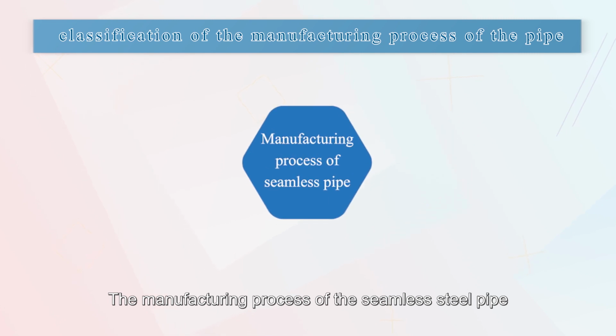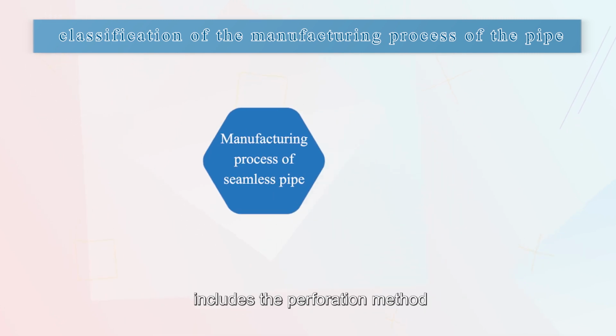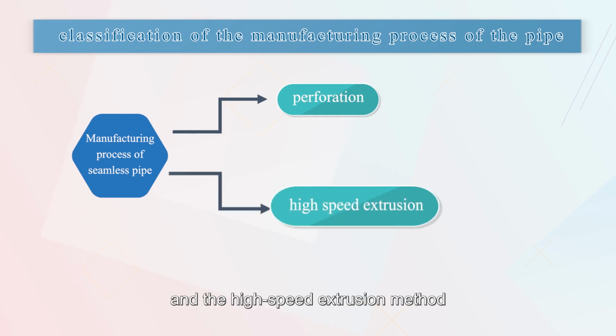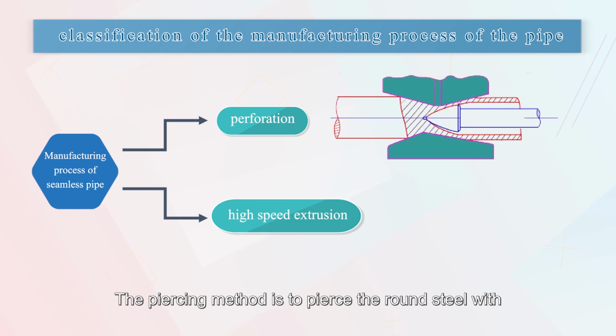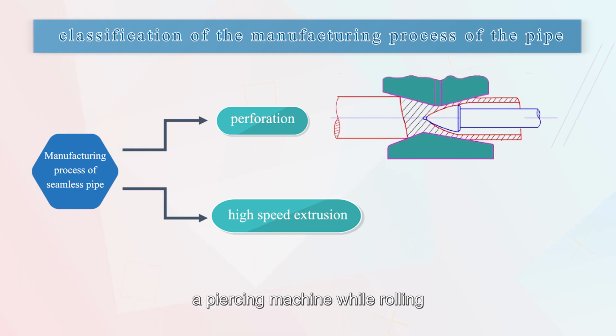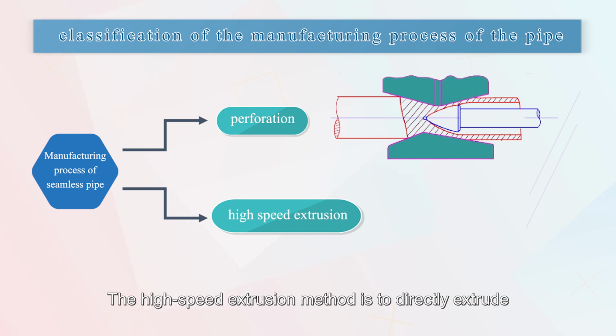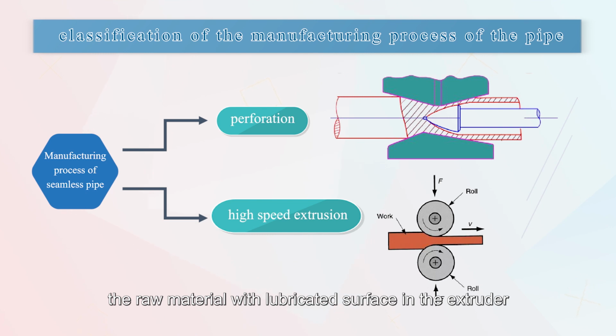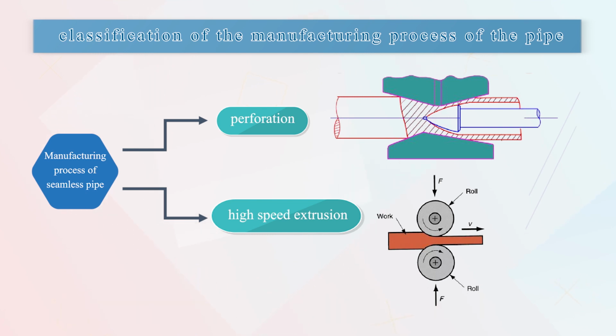The manufacturing process of the seamless steel pipe includes the piercing method and the high-speed extrusion method. The piercing method is to pierce the round steel with a piercing machine with rolling, and then flatten it through the rolling mill or a sizing machine. The high-speed extrusion method is directly extruding the raw material with lubricated surface in the extruder, so that the dimensional accuracy of the processed pipe is high.